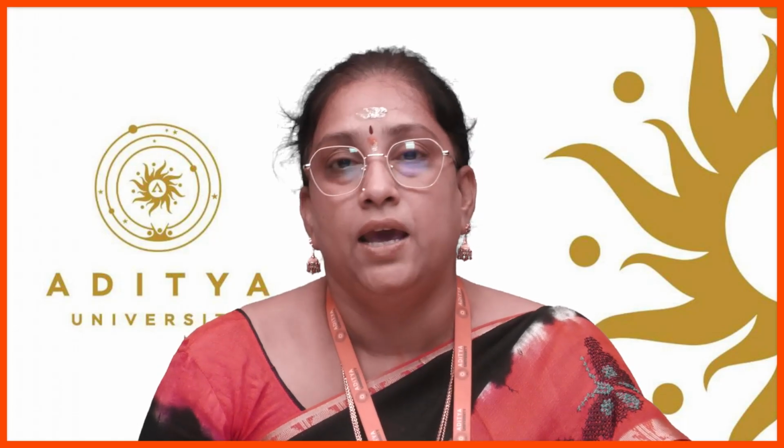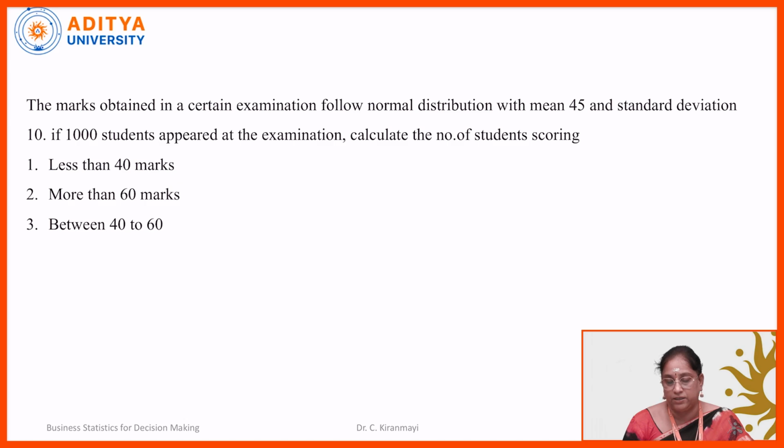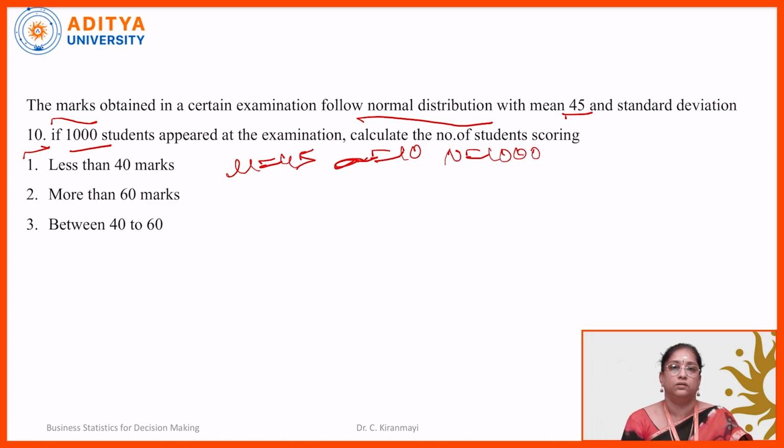In this present lecture, I am going to discuss the problem on normal distribution, how to calculate the normal probability, and how we can make use of normal probability in decision making and to interpret the given data. So, here is a case where we are given data pertaining to marks of the students. We are given that the marks follow a normal distribution, the mean of the scores is 45, the standard deviation of the scores is 10, and a total of 1000 students have attended the examination.